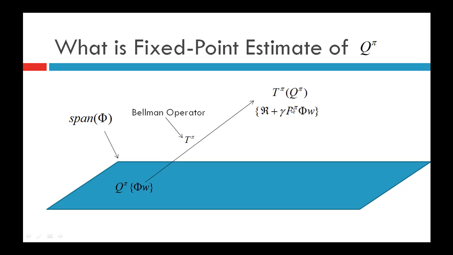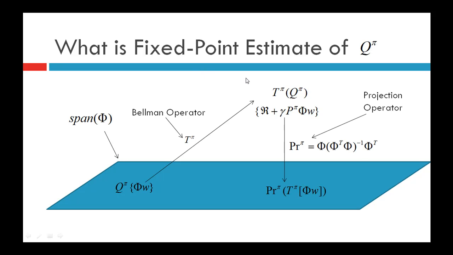The next step is to bring this back onto the hyperplane. So we need a projection matrix that projects this T pi q pi back onto this hyperplane. Here's the projection matrix, given by phi times phi transpose phi inverse phi transpose. Multiplying this projection matrix with T pi q pi will bring it back onto the hyperplane, because the projection matrix will project the result onto this hyperplane.